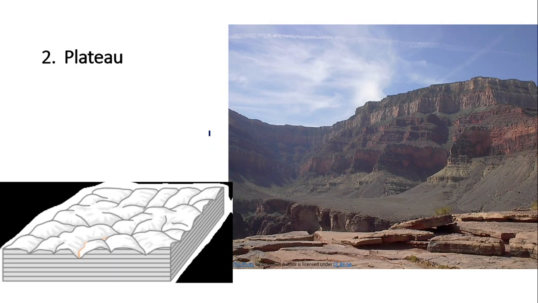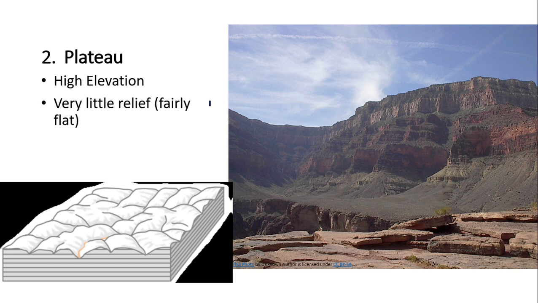Next, we have a plateau. If we take a look at the plateau, and this is a picture of the Grand Canyon, notice it's still an elevated area, so it's still a high elevation. But the biggest difference is we don't have all those peaks. So there is very little relief, meaning it is fairly flat. I know this is kind of deceiving because it kind of looks like it goes up and down like that. But you could see that you have almost steps, and I highlight them here. Those are the flat areas. This is because we're looking at it from the side and below. But if you look at this, this is all pretty much flat across the top.